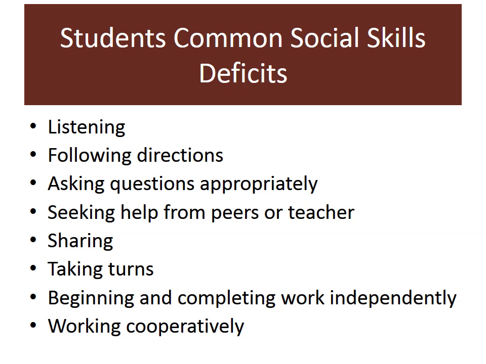Students who don't do well in school tend to have a poor ability to listen and follow directions. They don't know how to ask questions appropriately to get information when they need it. They don't know how to seek help from peers or the teacher. They're not good at sharing, taking turns, working independently. That means either beginning the work or completing it, and they have difficulty working cooperatively.